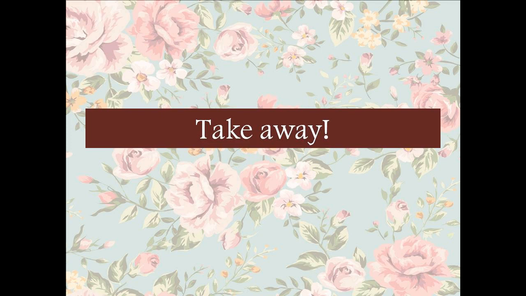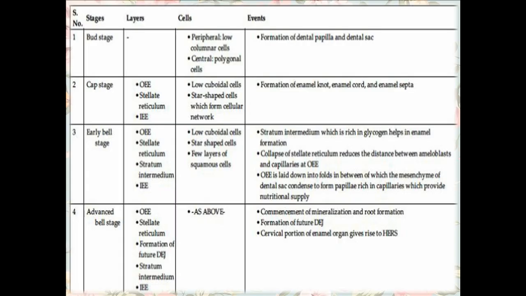Lastly, coming to the takeaway notes. The development of the tooth includes histologically 4 different stages: bud stage, cap stage, early bell stage and advanced bell stage. In the bud stage, we see 2 different types of cells: peripheral low columnar cells and central polygonal cells, and we see formation of dental papilla and dental sac. That is, the dental papilla and dental sac are still in forming stages.